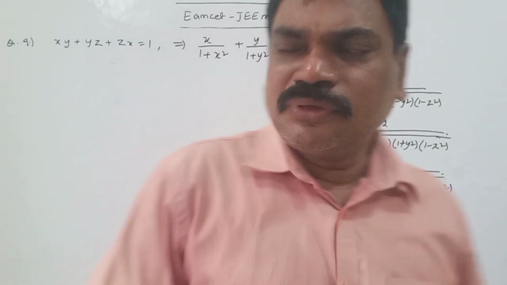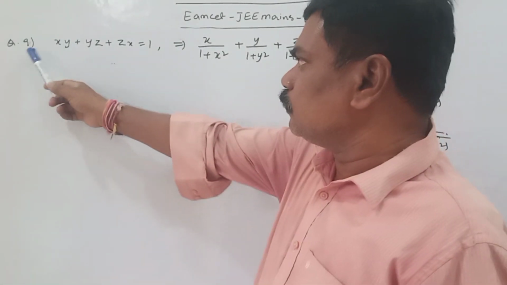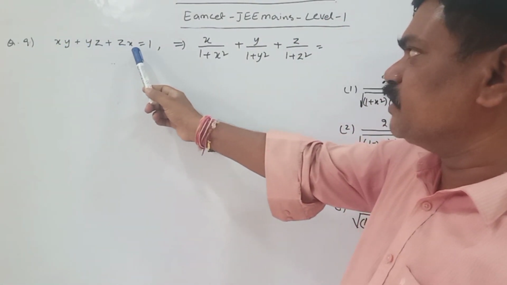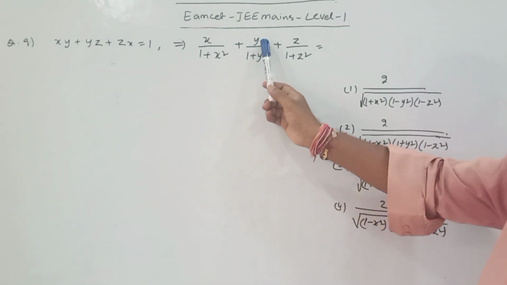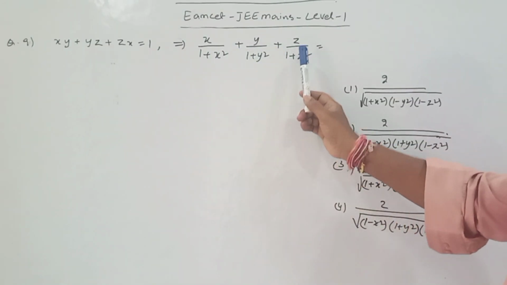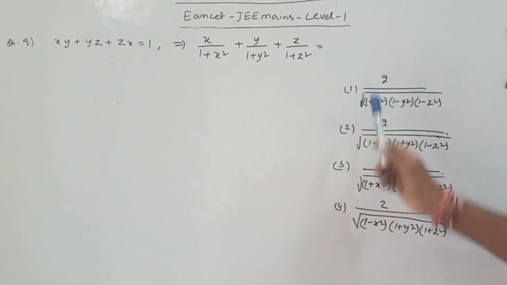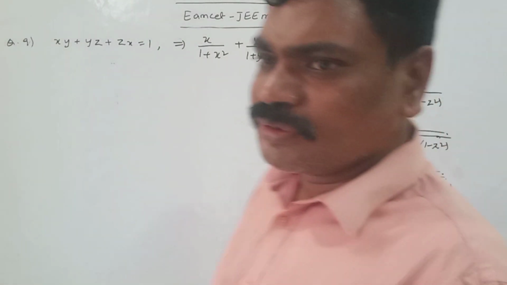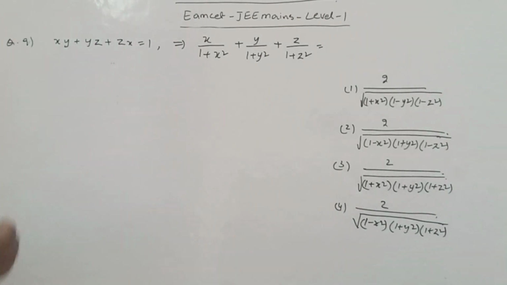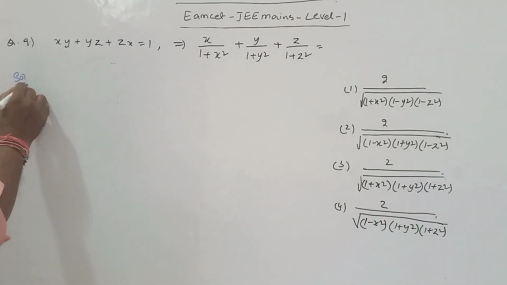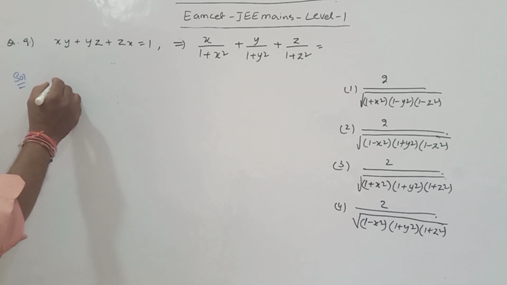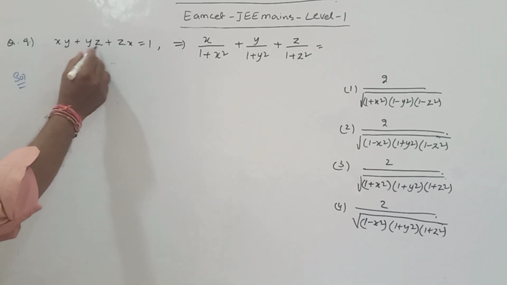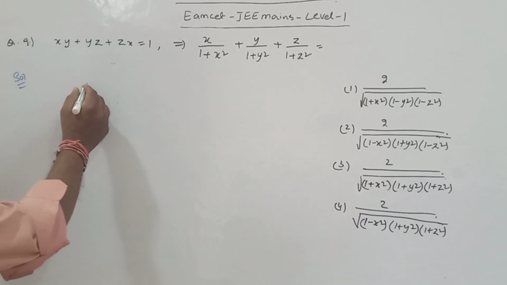Dear viewers, we have the problem: xy plus yz plus zx is equal to 1 implies x by 1 plus x square plus y by 1 plus y square plus z by 1 plus z square is equal to what? These are the options given. Here xy plus yz plus zx is equal to 1.